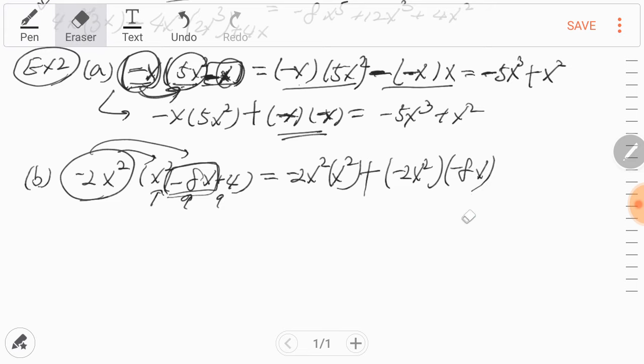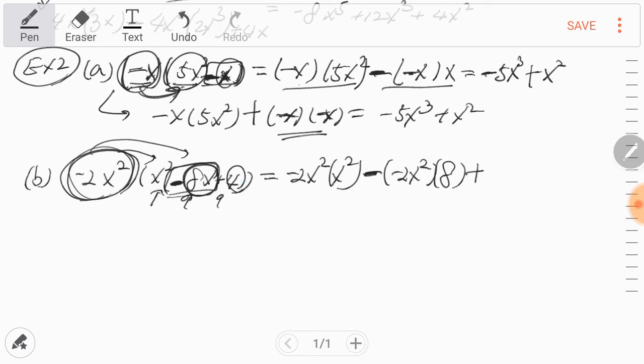Or you can do it this way. If you want to use minus, then put the minus sign here. Then I will multiply 8x by negative 2x squared. So negative 2x squared times what? 8, not negative 8, because we used the minus sign here. Okay, the next is to multiply 4 by this expression, so plus negative 2x squared multiplied by 4.